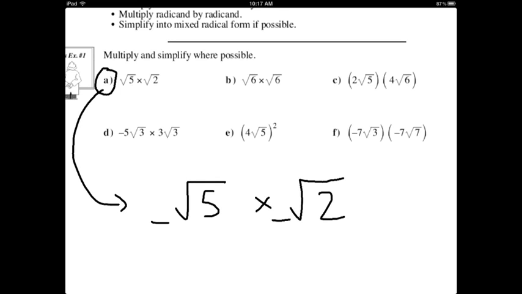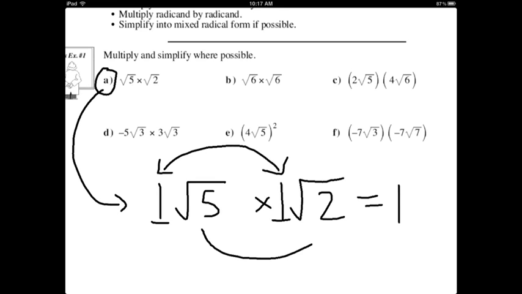For example A, you can assume that the coefficients are just 1 to help you out. So you've got 1 root 5 times 1 root 2. You'd multiply the coefficients together, that will just give you 1, and then you multiply the radicands together, which will give you 10. 1 root 10, or just simply root 10.